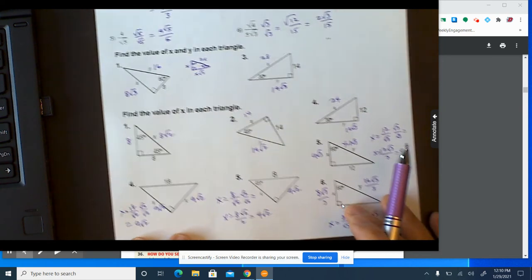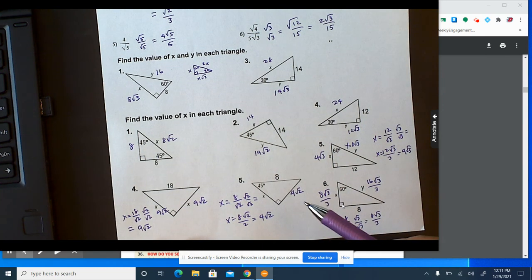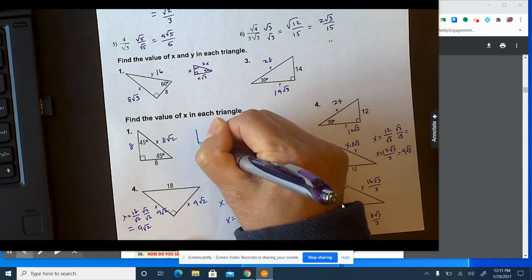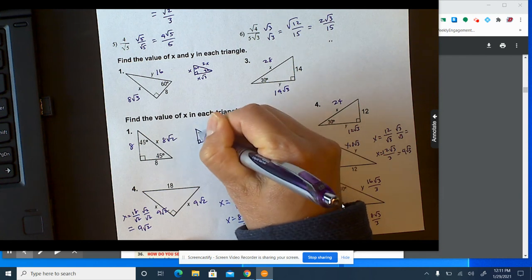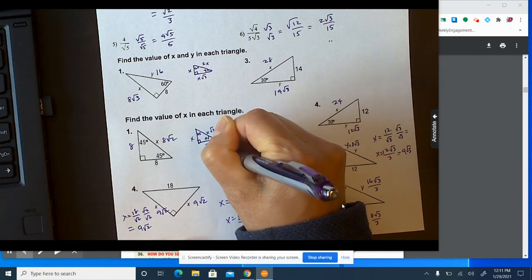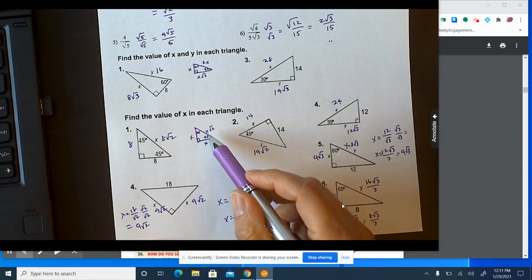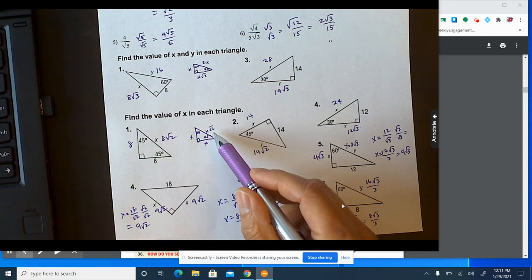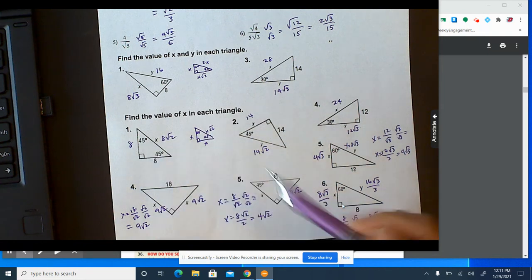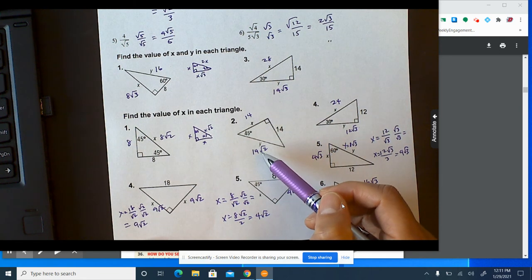Okay. So now with these 4 problems here, these are all 45, 45, 90 special right triangles. And we remember that the 45, 45, 90, it's x, x, x root 2, right? These two legs are congruent because obviously it's an isosceles triangle, right? Base angles theorem. And then the hypotenuse is longer than the leg by how much? By a factor of root 2, okay? So here we're given 8, so we have 8, 8, 8 root 2. Here we're given 14, so 14, 14, 14 root 2.